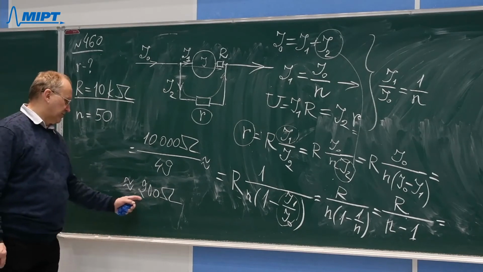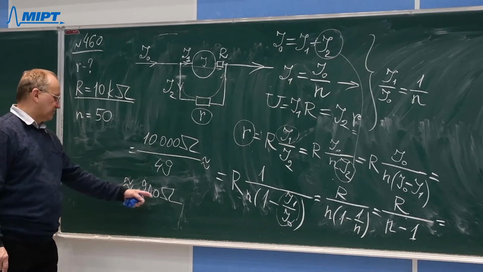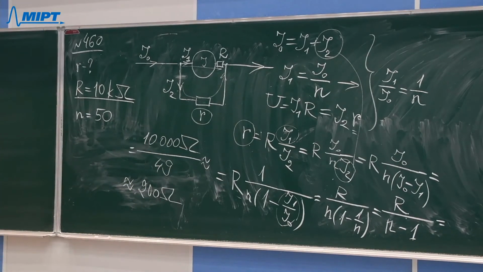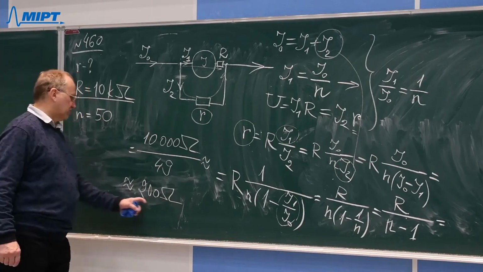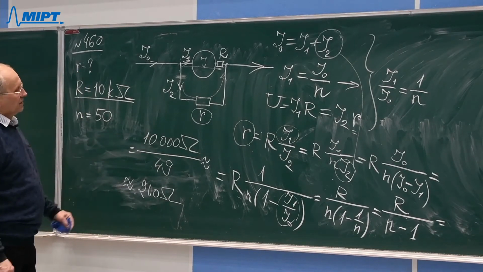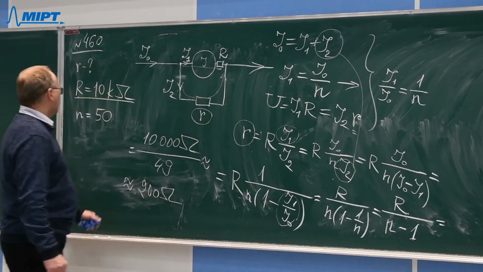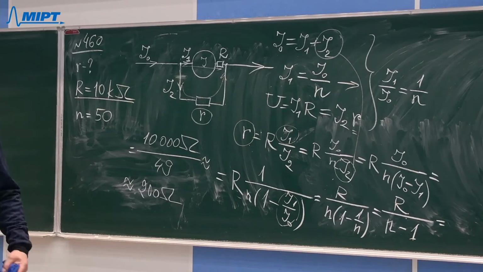So the 2% of 200 is 4. So I may obtain approximately 204. It doesn't matter if I take 200 ohms or a 204 ohm resistor. Practically, it will reduce the sensitivity by about 50 times. That's enough to give the answer to this problem.